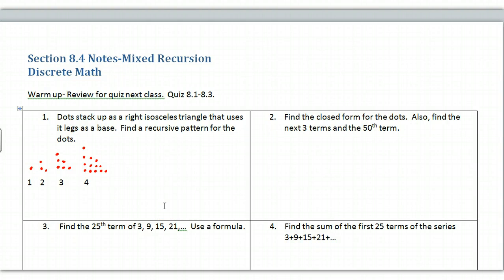Hi, this is Discrete Math, section 8.4, mixed recursion. So we've done common difference before and we've done common ratio. Now we're going to mix them together.